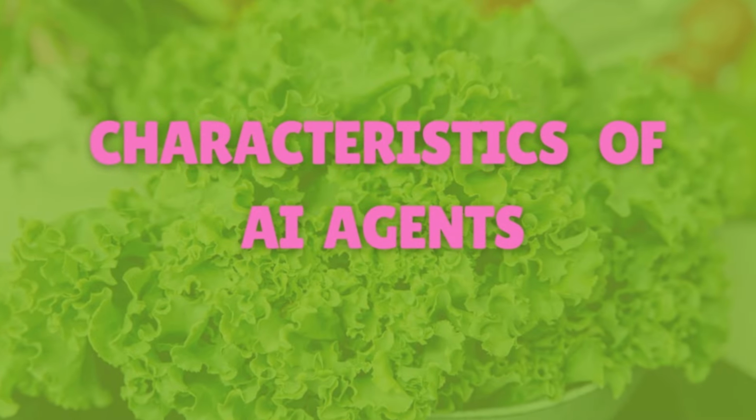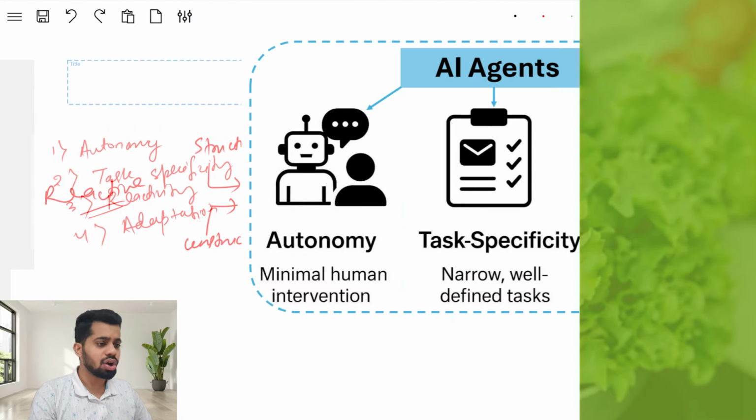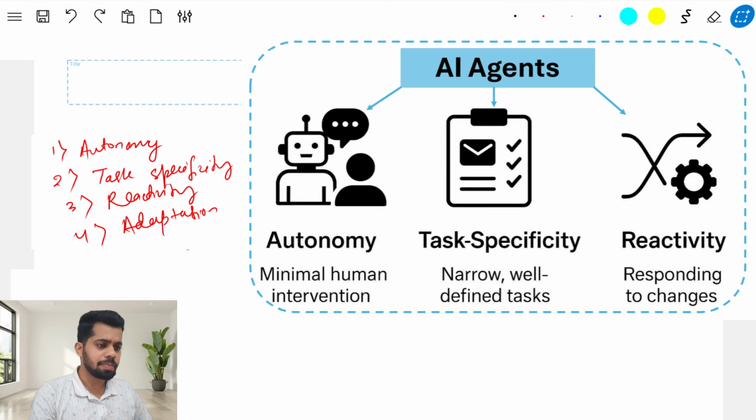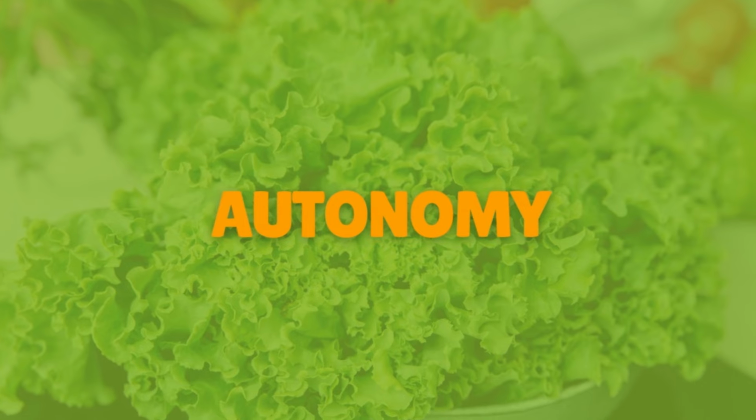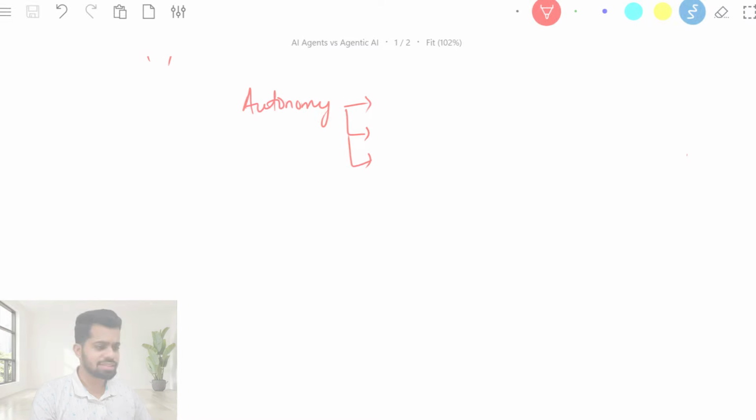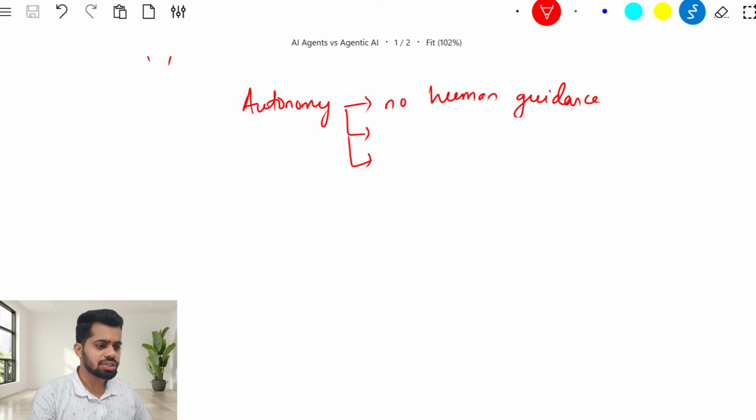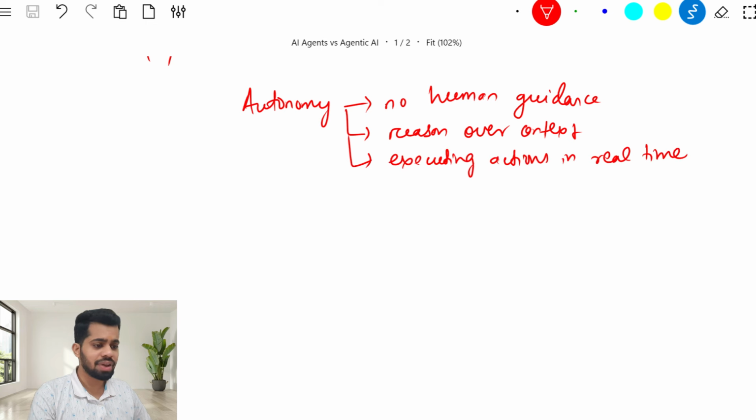There are four foundational characteristics of AI agents: autonomy, task specificity, reactivity, and adaptation. Autonomy is really what defines the features of AI agents. It allows them to function with little to no human guidance once they are set in motion. After the deployment, they can perceive input from the environment, reason over the context, and then execute their predefined or adaptive actions in real time. To put it simply, once you give them tasks, they can handle it on their own.